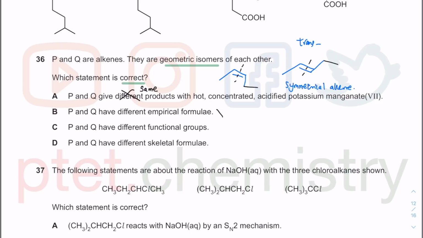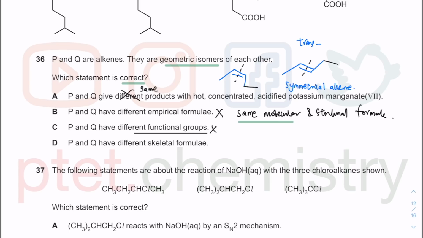Different empirical formula cannot be because they have the same molecular and also structural formula. But the key thing there is stereoisomers, including geometric isomers, just have different orientation or arrangement of the atoms, all the groups of atoms in space. Different empirical formula is impossible because they have the same molecular formula. Different functional group, nope, they are both alkenes.